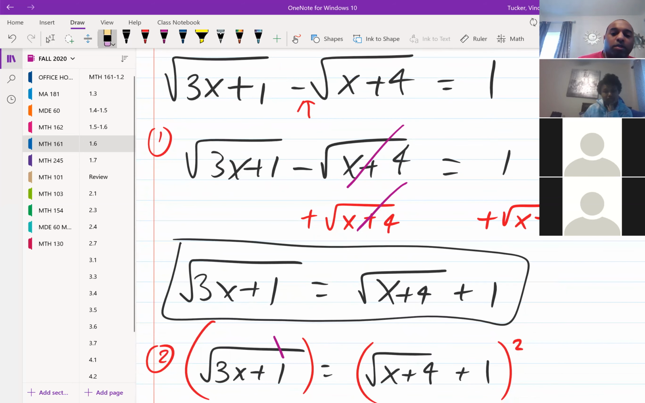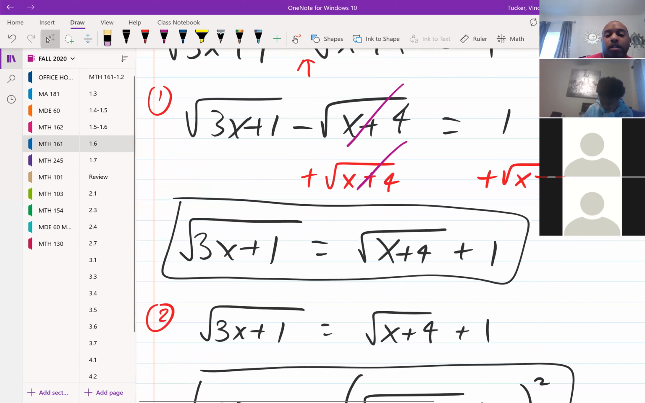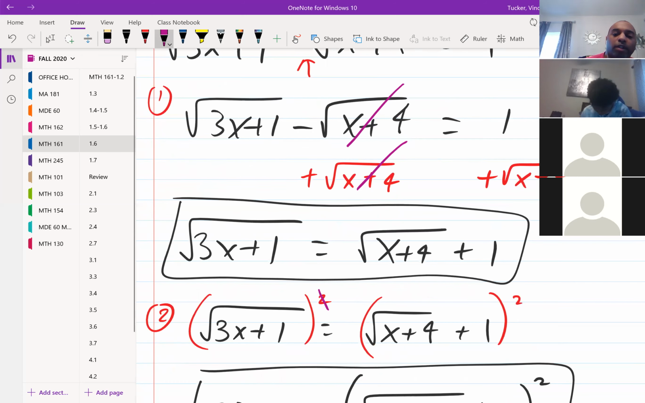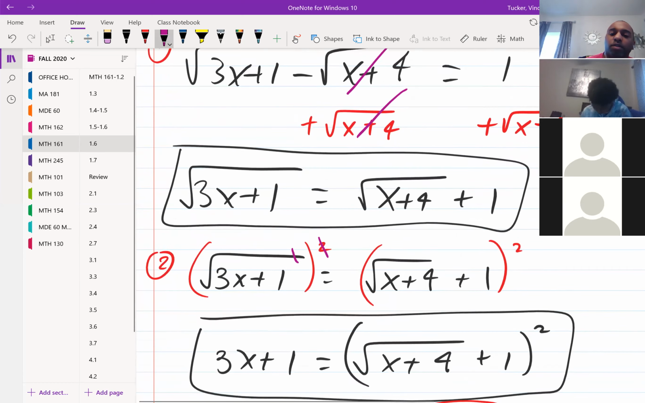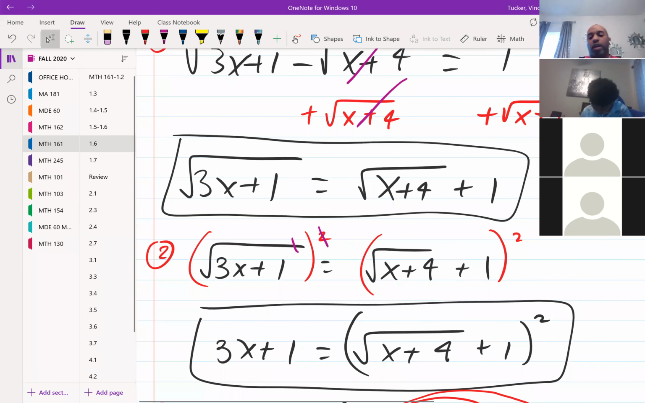So next step, we want to raise both sides to the power of the index of the radical. So we know that this is the square root, so that means we need to square both sides. And that square and square root on the left will cancel out, leaving you with just 3x plus 1. And then on the right, we have the square root of x plus 4 plus 1, squared.